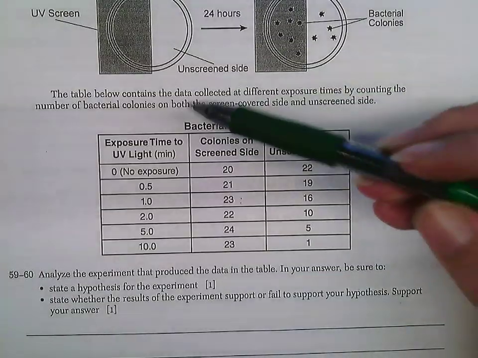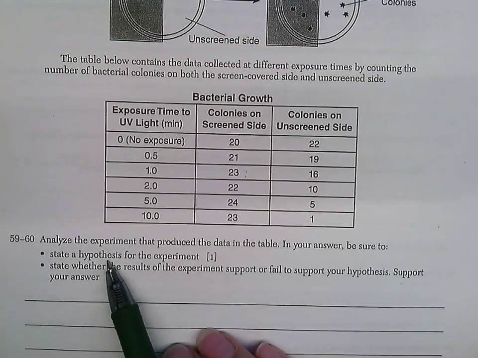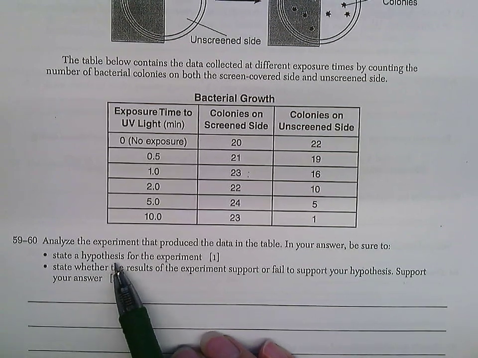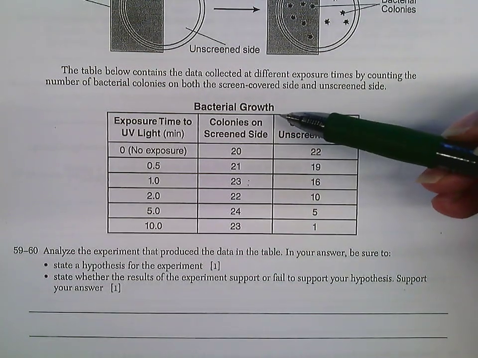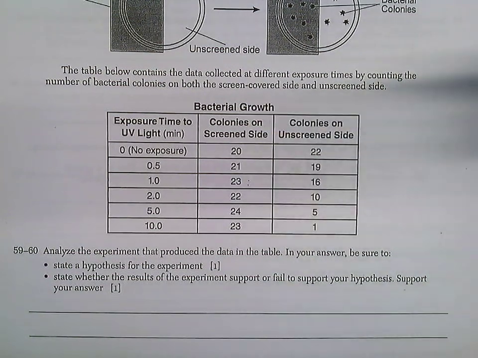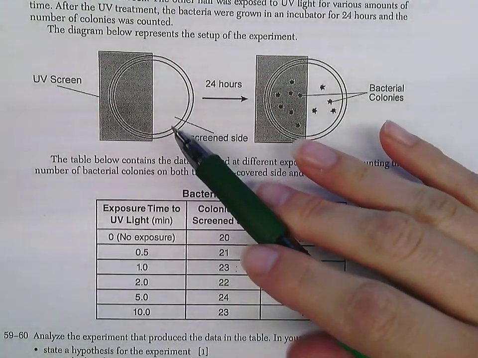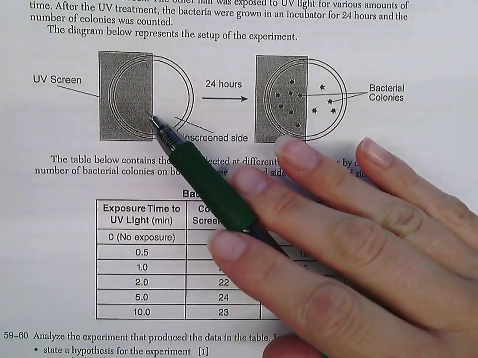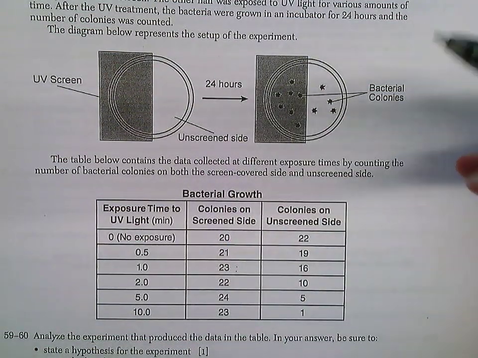So here's a data table looking at the results, but they want you to actually state a hypothesis for the experiment. So what do we think the experimenters were trying to test here? What was their expected result? You could almost cheat and look ahead and see which ones grew more or less bacteria, but you could also make your own prediction. Really the question you want to ask yourself is, do bacteria die when they're exposed to UV light, or will bacteria survive if they're shielded from UV light?